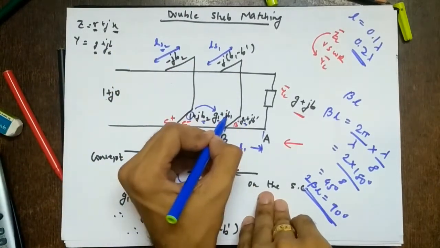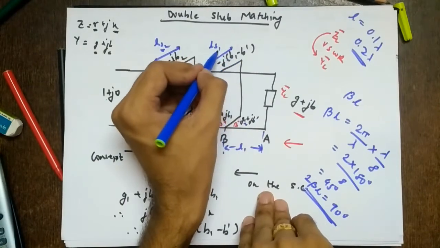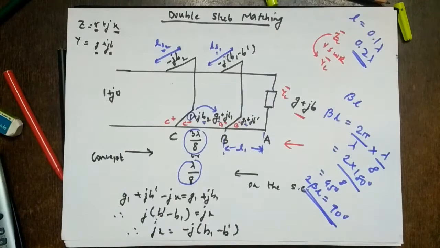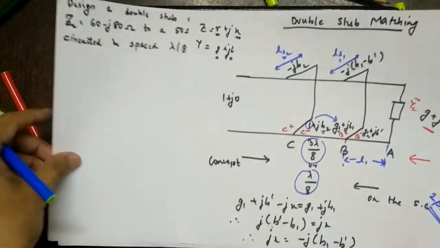Similarly, you have got B1 and B prime now. So from this you can find the length of the first stub also. So this is the way we have to solve. So let's start doing it on the Smith chart.